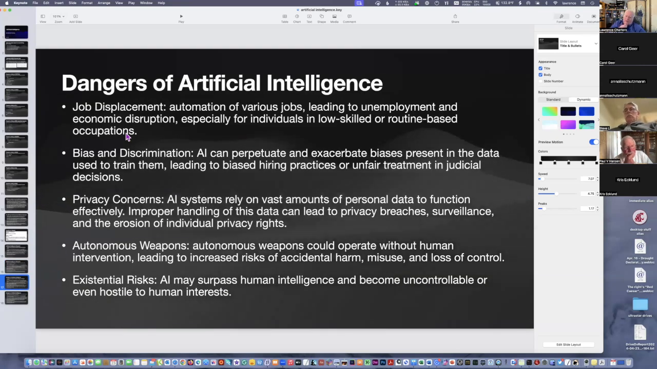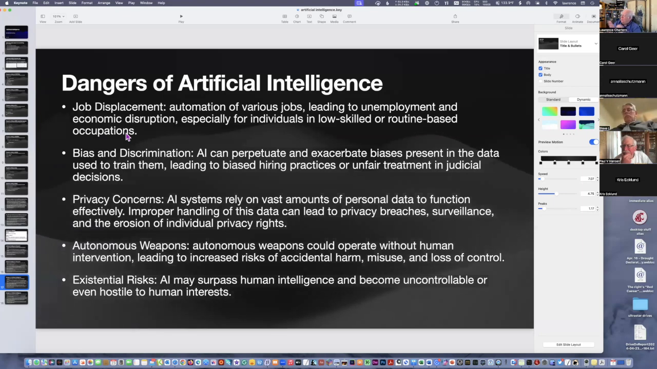Dangers of artificial intelligence. The big one is job displacement. In the little video I put up, the most common thing that a lot of companies want to do with artificial intelligence is get rid of call centers, get rid of customer service. They want basically to have some machine tell you why you can't get a refund. They're trying to cut costs. And so that's one possible problem with artificial intelligence.